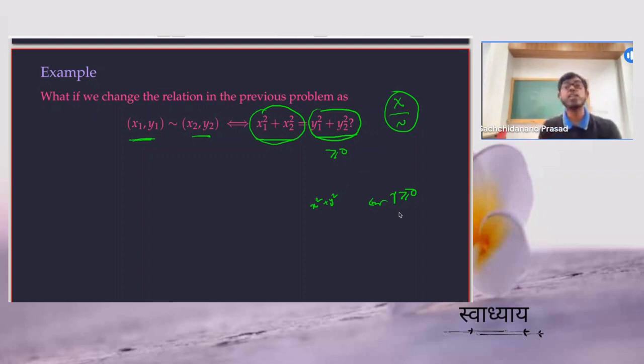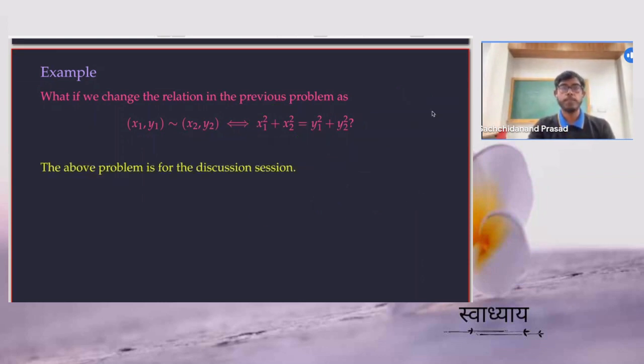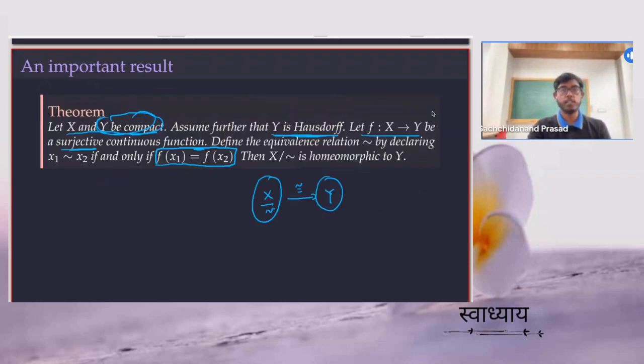And therefore, a candidate of X mod tilde would be what? That is left as a discussion exercise. I've already told the answer here, but you have to figure out where the answer is, and then you have to prove that that is indeed the case. So this we have already discussed, and this completes the list of examples.